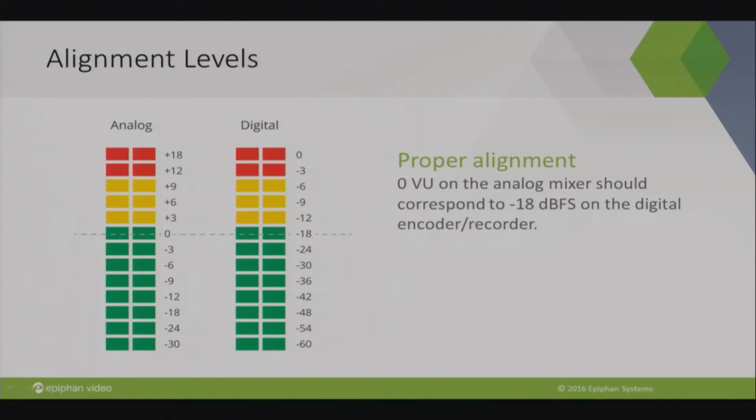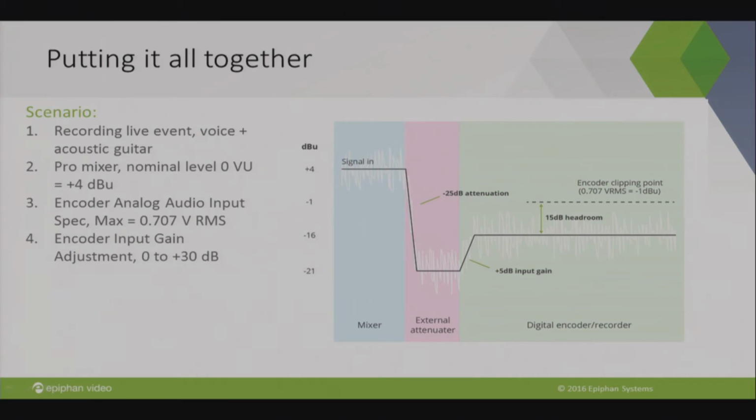And so you typically line up your meters where the analog is running at 0 and the digital is running at about minus 18. You'll notice the green LEDs and the yellow LEDs correspond. So at least when you're using the two systems, if you're in the green, you're good on both sides. But you just need to be aware that 0 is not always good in the digital world.